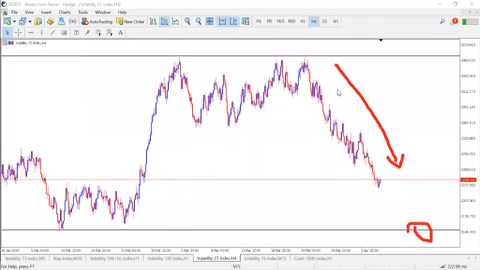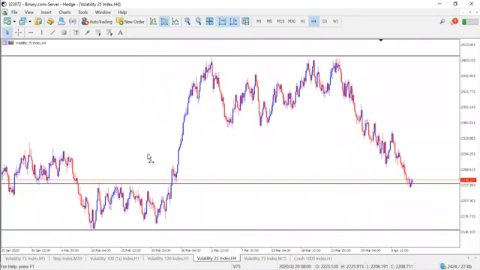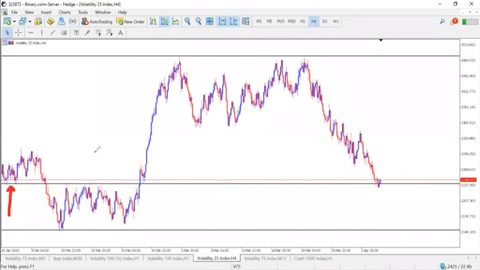So what can we do? We look left from a point of reference. As we can see, price struggled around this level here, right? Why? It acted as support here, later on acted as resistance, acted as support here, and then right now it's acting as support again, right?